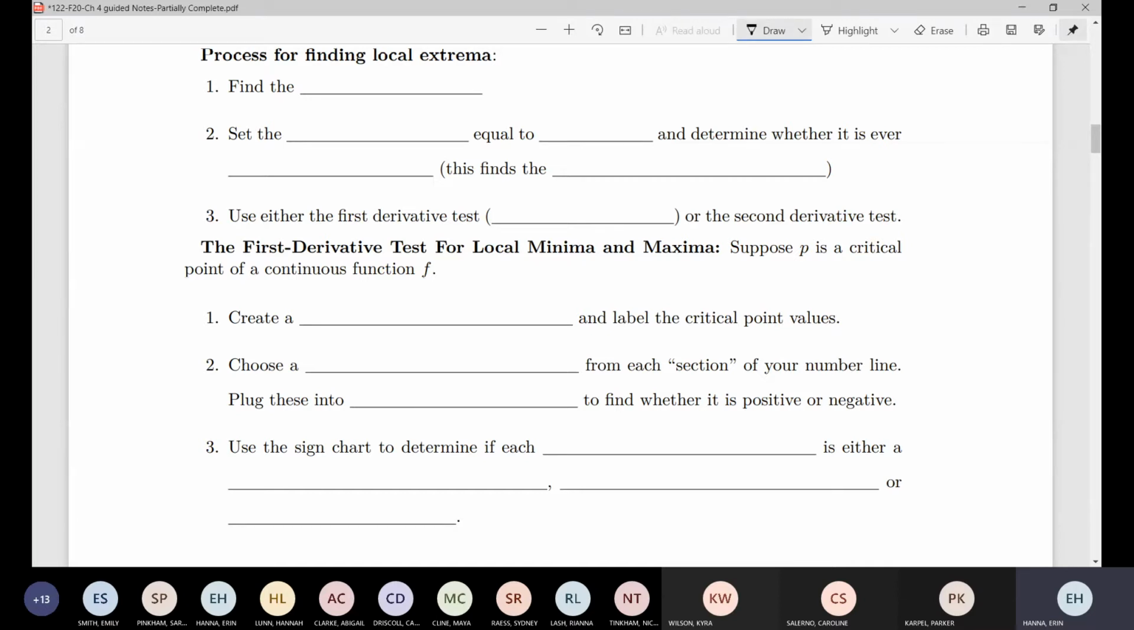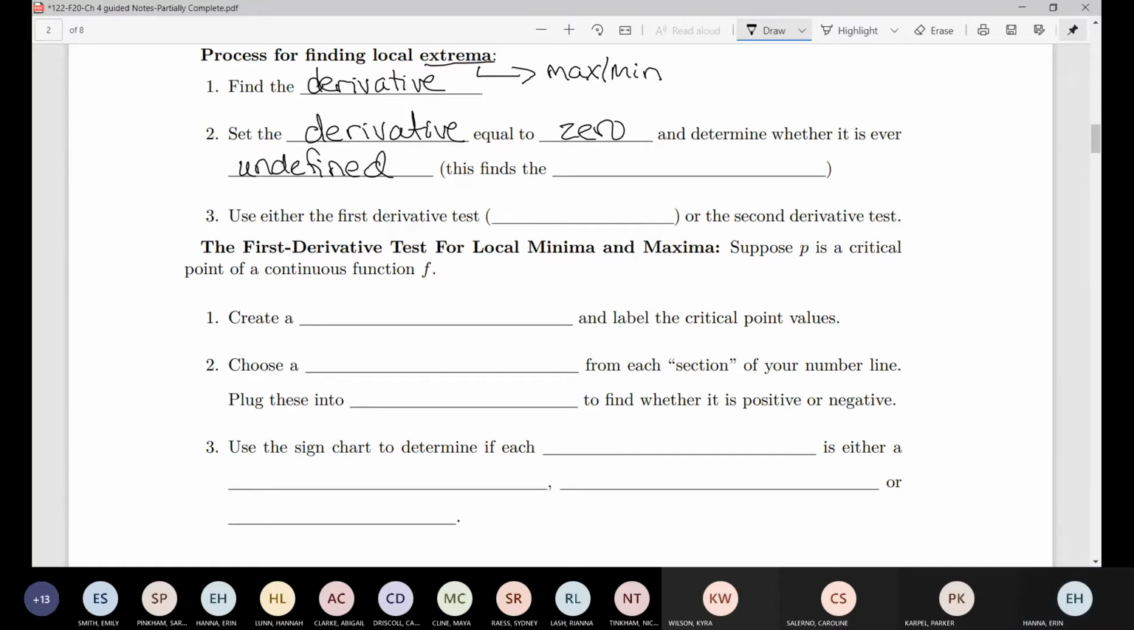Anyway, so the process for finding local extrema. Extrema is just a word to say maxes and mins at the same time, so I don't have to say max and min, I can just say extrema. What we're going to do is find the derivative, set the derivative equal to 0, and also determine if it's ever undefined. This is going to find us our very lovely critical points.